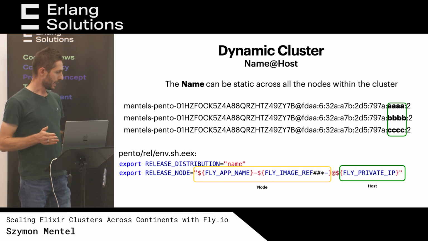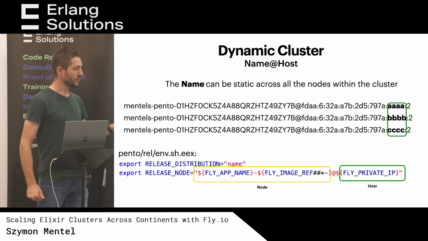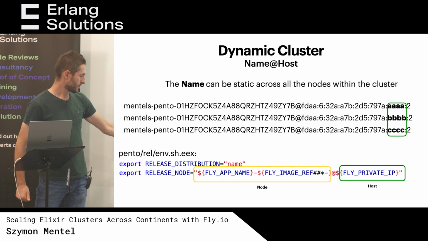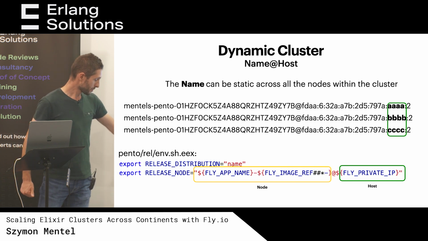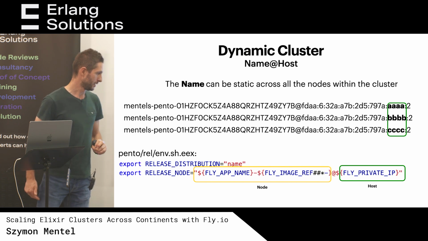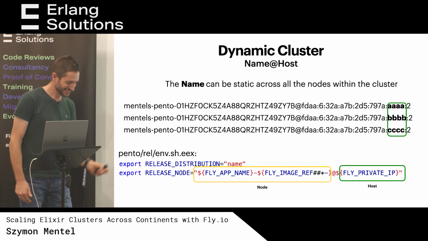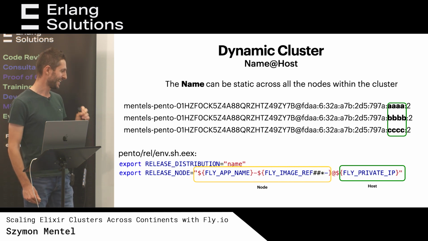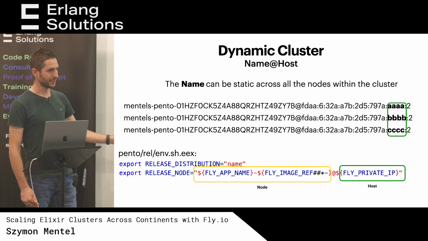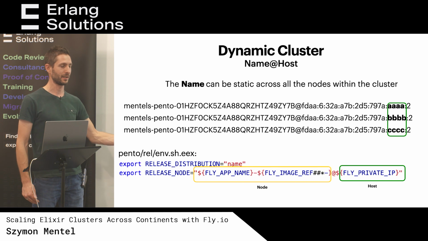This is achieved with the env.sh template file. Basically, we export the RELEASE_NODE environment variable, and then using some Fly-specific environment variables, we form a node name. In the name part, we have the FLY_APP_NAME, that's mentel_pento in my case. We do some bash magic to FLY_IMAGE_REF, that's the name of the Docker image. And in the host part, we use the private IP address. This file, env.sh.eex, is a standard file that is evaluated each time a release starts. Because of that, those variables can be dynamically evaluated, and the release node is set, and this is how your Elixir or Erlang node is named.